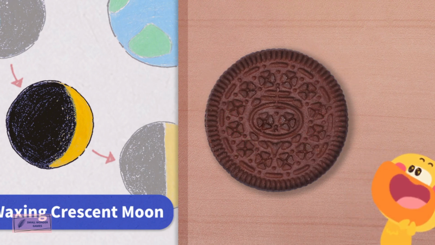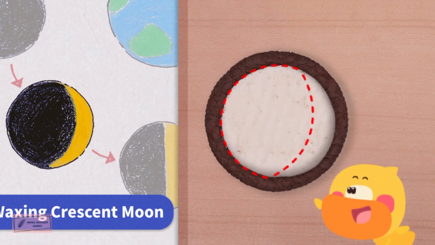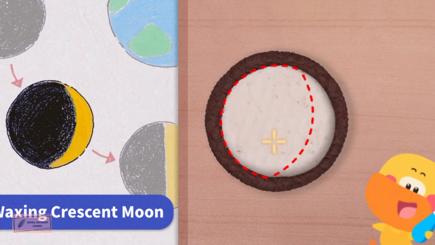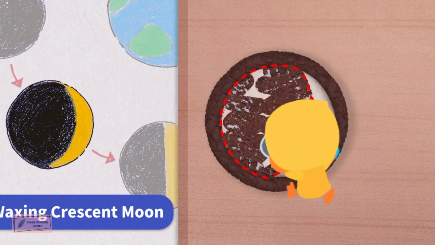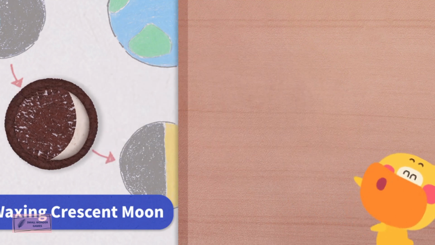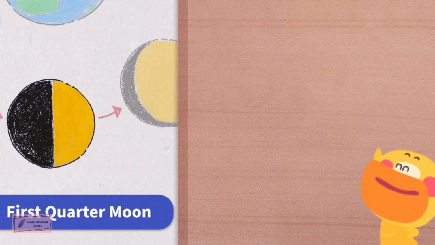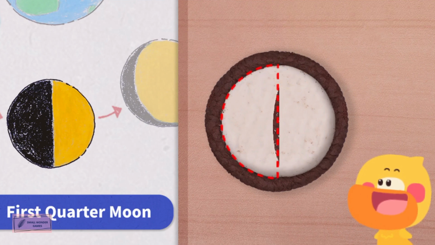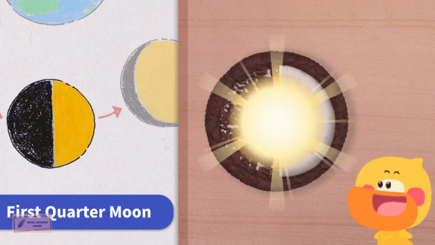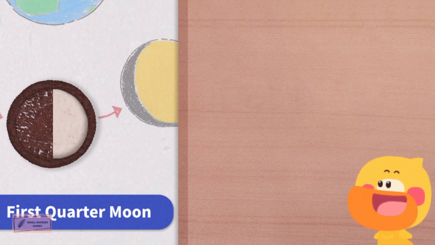Twist the cookie. Leave half of the cookie with filling. Look, it's a waxing crescent moon. Leave it to me. Ta-da! It's a crescent moon cookie. Next piece, the first quarter moon. It's your turn. Done with the semicircular first quarter moon.